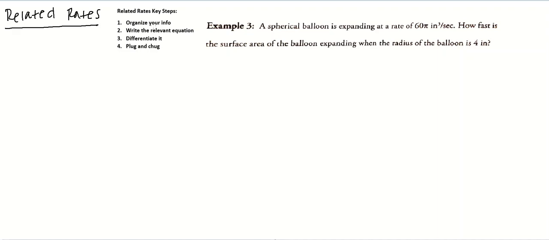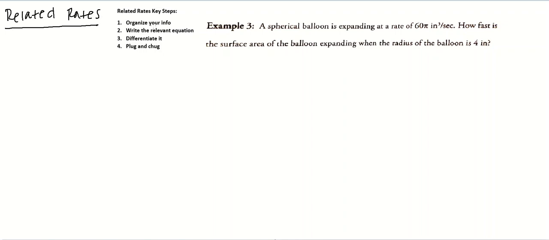So now we're going to try and use this process again for another problem, and this problem is a bit trickier, so the difficulty's been upped a little bit, but hopefully you'll see that we can still use the same basic steps. So in this problem, we have a spherical balloon that is expanding at a rate of 60 pi inches cubed per second. How fast is the surface area of the balloon expanding when the radius of the balloon is 4 inches?